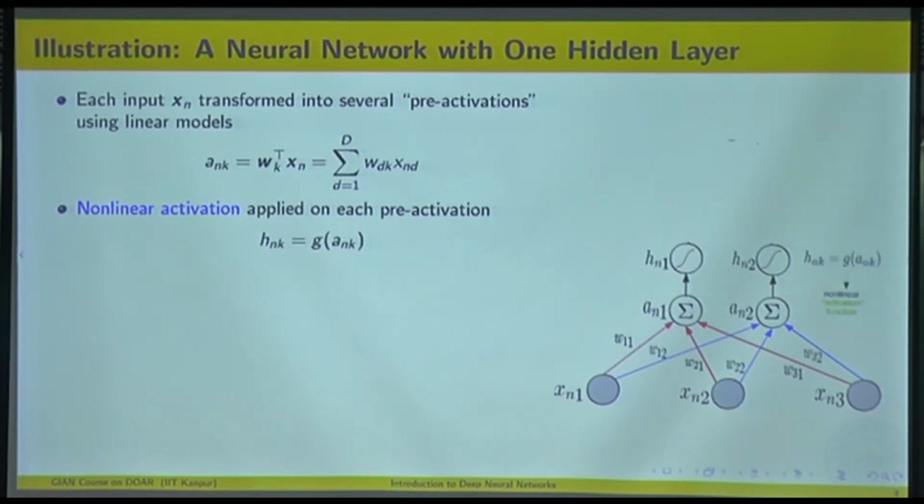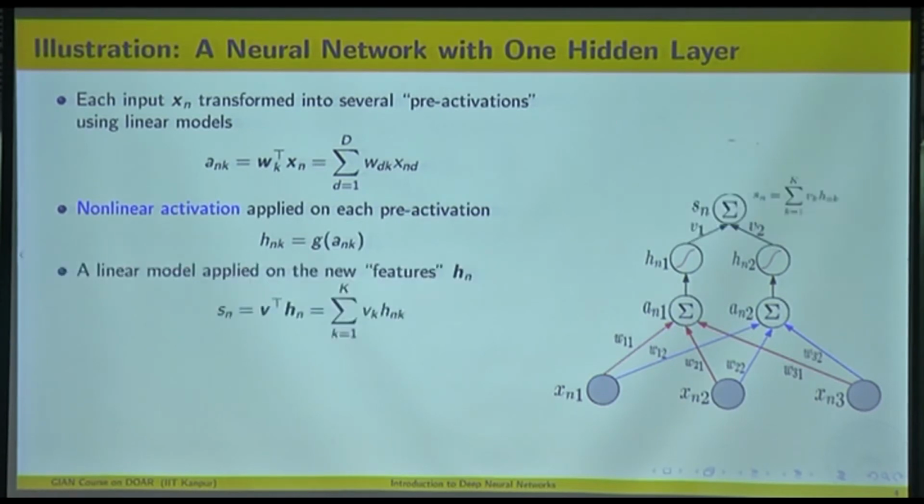Okay, so let's come back to the architecture. You apply the nonlinearity, and then you have H's. These H's now act as features on which you can train a linear model. So in the last layer you compute something like V transpose Hn. This is nothing but a linear model on H. You compute a score Sn. This is your prediction S.